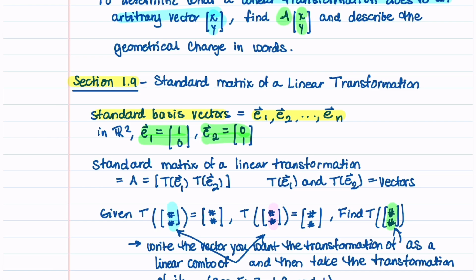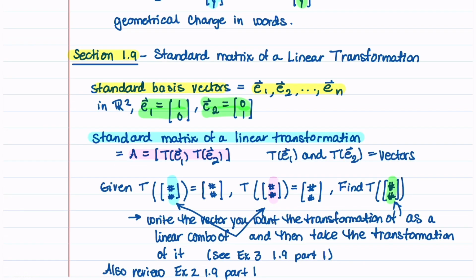We then defined what the standard matrix for a linear transformation was, and that standard matrix is A, and it contains the vectors T of E1 and T of E2. T of E1 and T of E2 form the columns of matrix A. We then looked at a couple of problems.